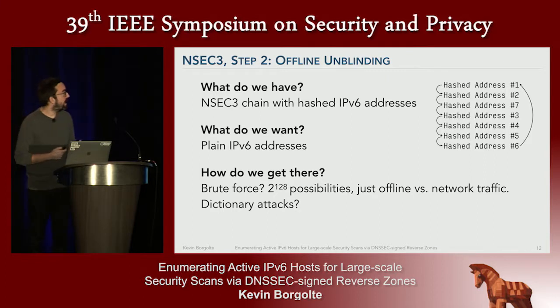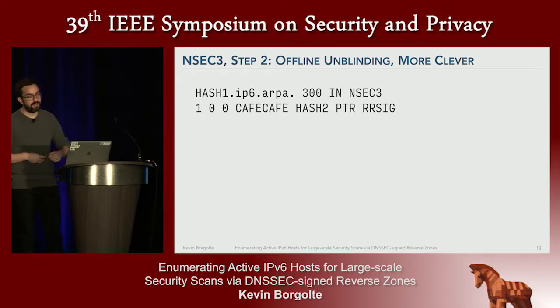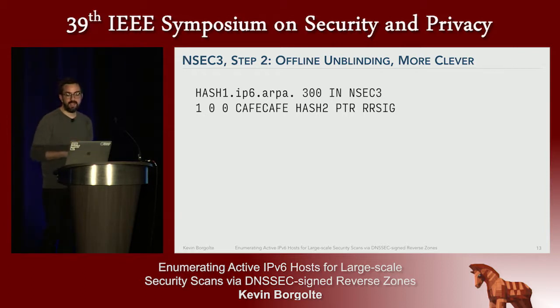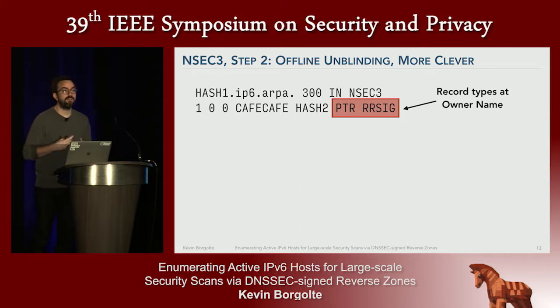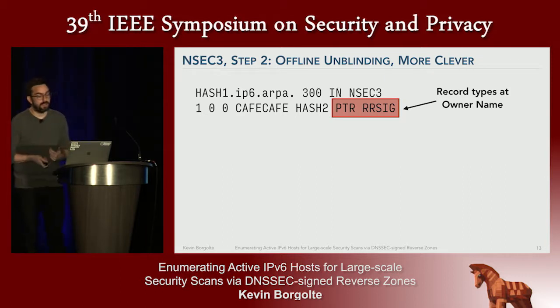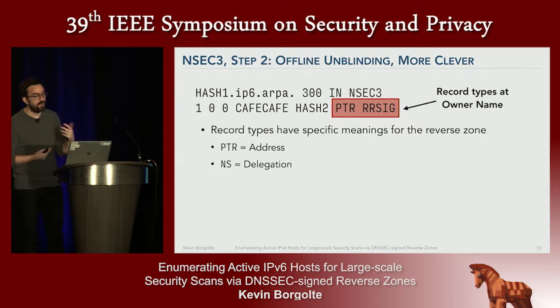But if we look back at what the NSEC3 record gives us, we can actually do this a little bit more cleverly. Rather than just trying to brute force the entire address space, what it tells us is that there's going to be a pointer record and an RRSIG record at hash1.ip6.arpa. And we can exploit this knowledge because the IPv6 reverse zone is actually well organized. The record types have specific meanings in the case of ip6.arpa. Specifically, a pointer record means it's an address, while an NS record means it's a delegation, which in the majority of cases is a network prefix for IPv6.